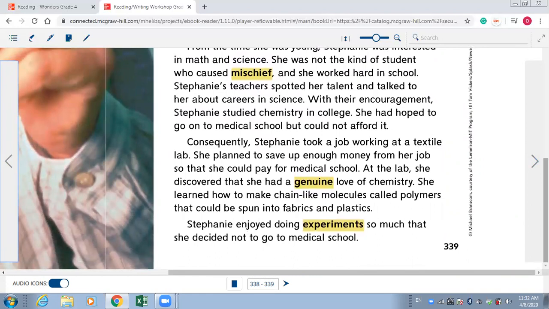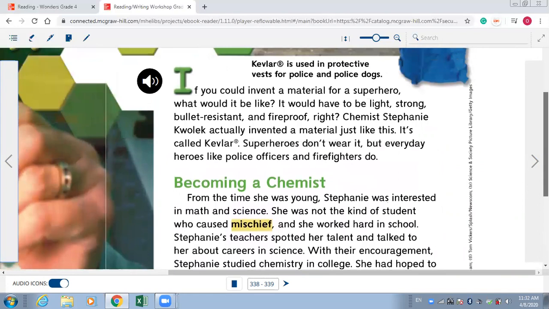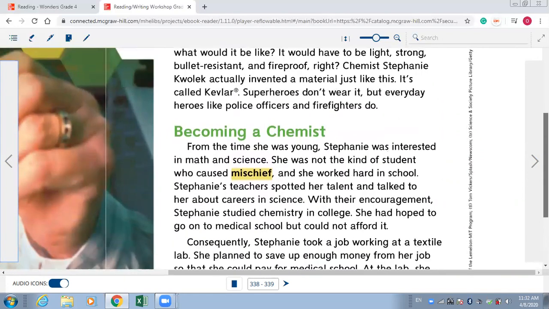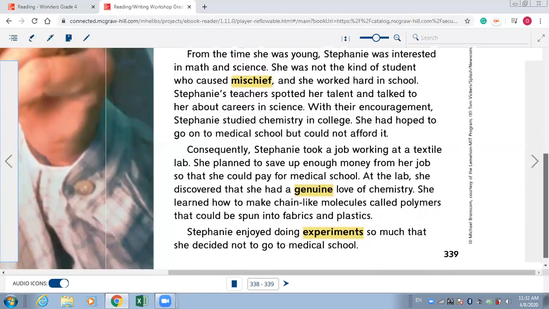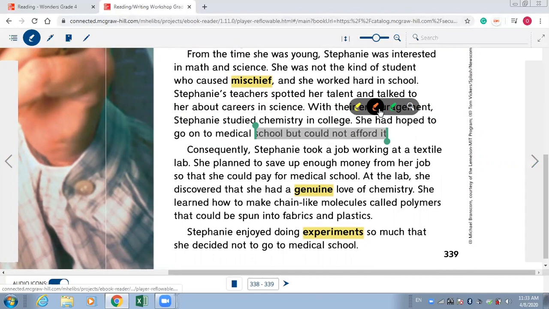Okay, if we start at the beginning here, becoming a chemist, I'm looking for a problem while going through the passage. And if we read here, consequently, the job, okay. If you notice, here's the problem that I already mentioned. She had hoped for medical school, but she couldn't afford it. This is the problem. I will highlight it with red, and the solution with green. She couldn't afford the medical school.